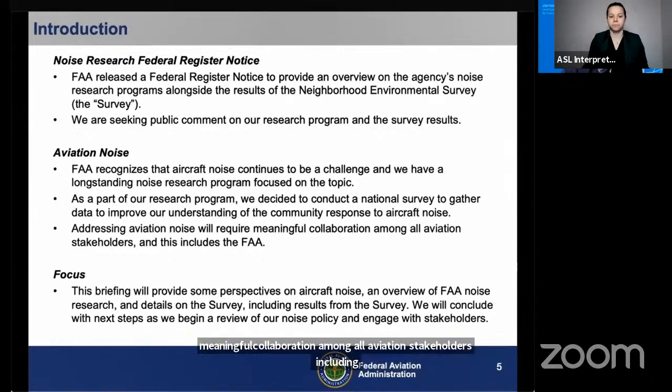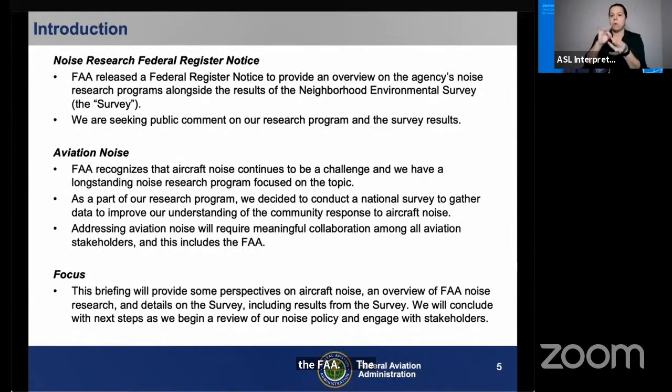So the briefing as a whole will provide some perspectives on aircraft noise, an overview of FAA noise research, details on the survey, including results from the survey, and we'll conclude with next steps as we begin a review of our noise policy and engage with stakeholders.